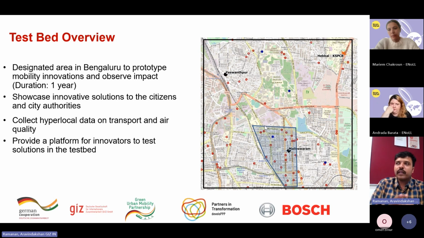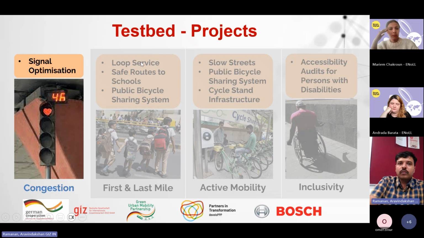From this, we co-created with the citizens and also the government partner the different projects to reach this objective. If I have to summarize the test bed projects into different categories, here you could see it. First, we wanted to reduce the congestion by doing signal timing optimization. Of course, I'll go into detail about each of the projects in the subsequent slides. This is just to bucket them under different categories.